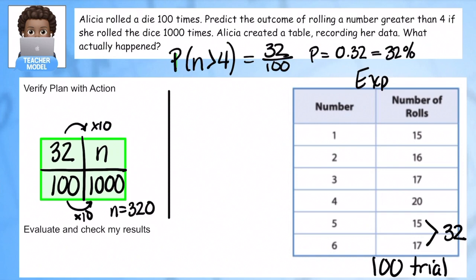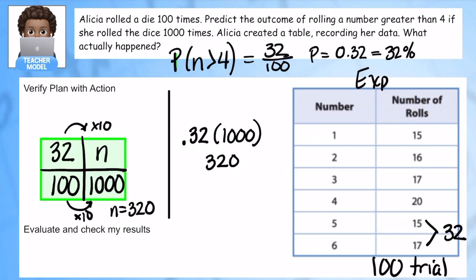If you want to cross multiply, you can. You get 100n is equal to 32,000, and then just divide by 100. You're going to get the exact same thing. And then it just hit me. We don't only have to use ratio tables. We could also do 32%, or 0.32 of 1,000. And that would have also given us 320. So we have two different ways that we can figure this out.